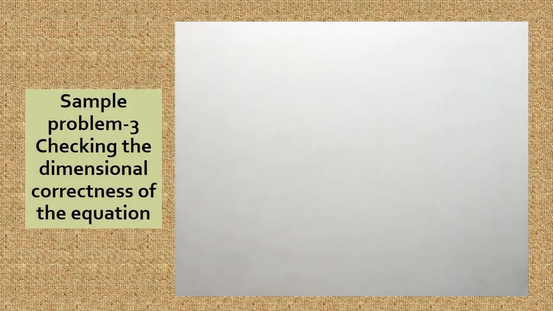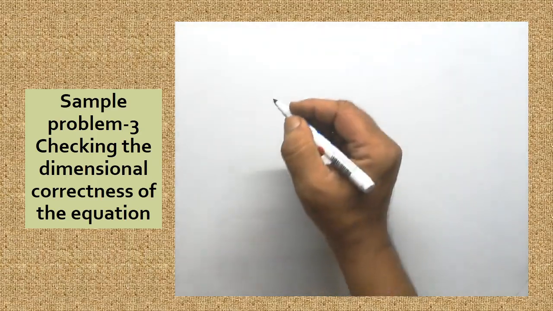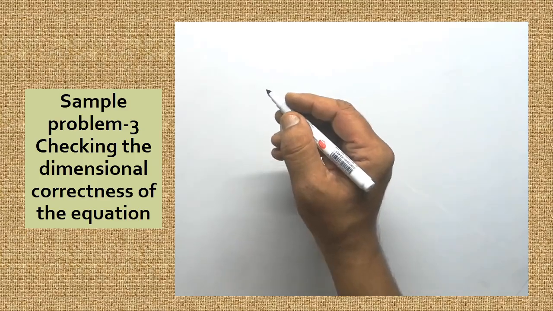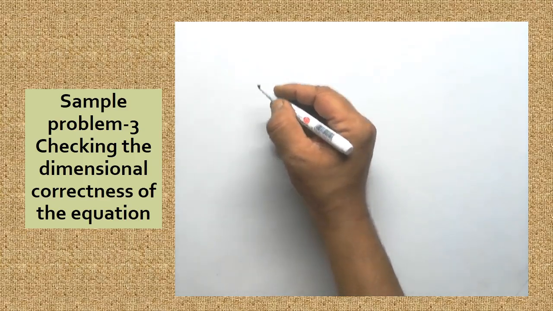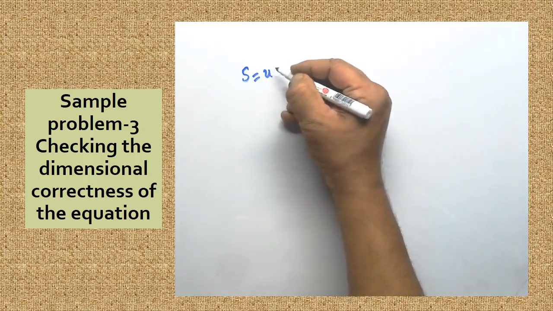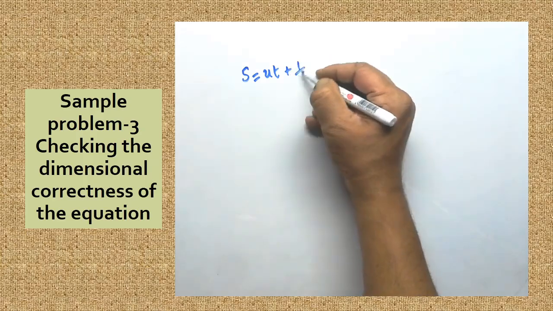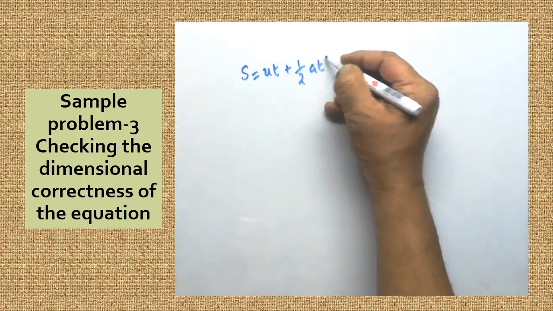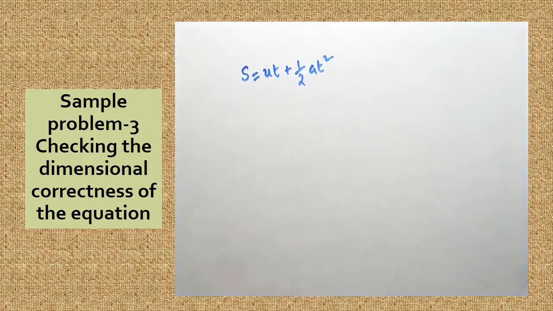Now again I am going to do one more problem to learn the concept of dimensional correctness of a given physical equation. I will do one more problem, only then the concept will become very thorough in your mind. I will write another equation: S is equal to ut plus half at squared. This is another equation of motion. Now we are going to check whether the equation is dimensionally correct or not.